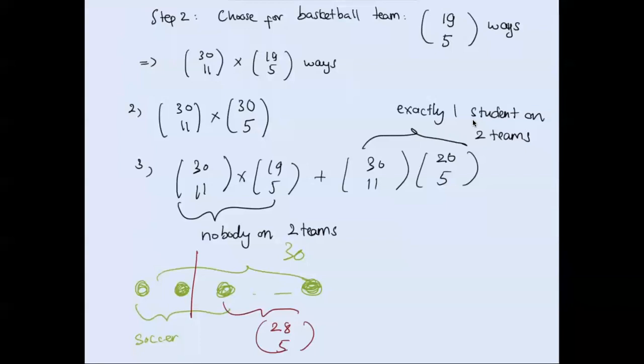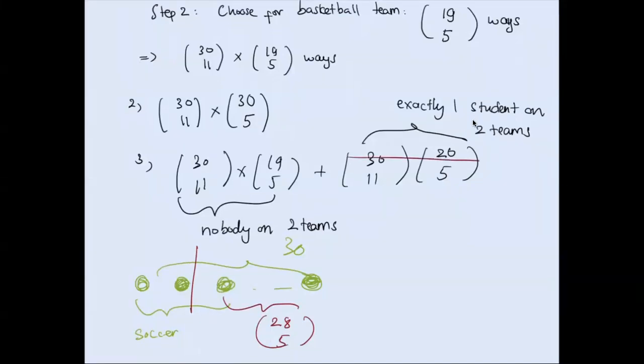The question is, can you guarantee that this person already in soccer will be picked to be in basketball? Because if not, then you also count the number of ways that nobody can be on 2 teams, right? So you overcounted. So what you should have done here, I will cross this out for now.